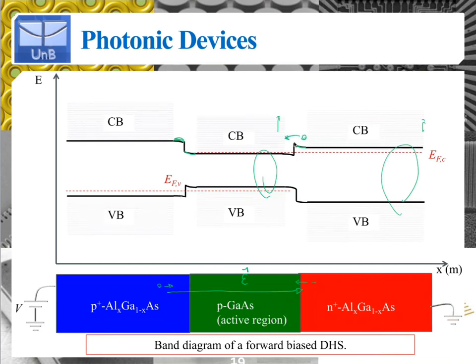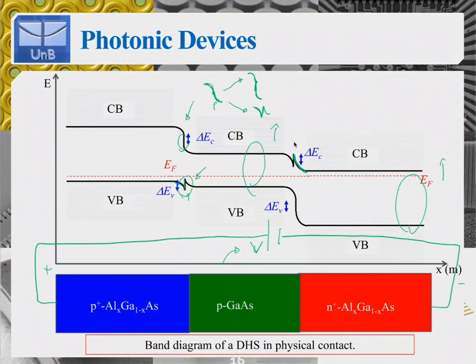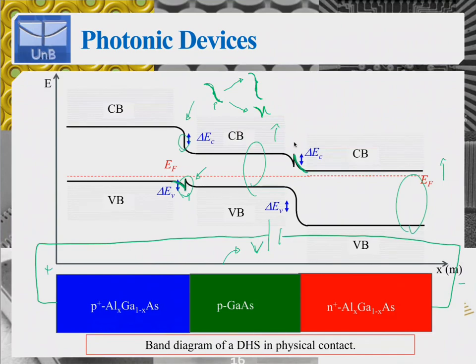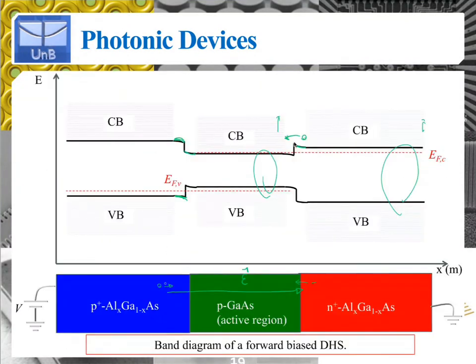And the same thing happens here for holes, right? This potential barrier here for holes is smaller than this one right here. Okay, so consistent with what we said, right? The holes will move along the electric field direction. You have a movement of holes here because this potential barrier is smaller.